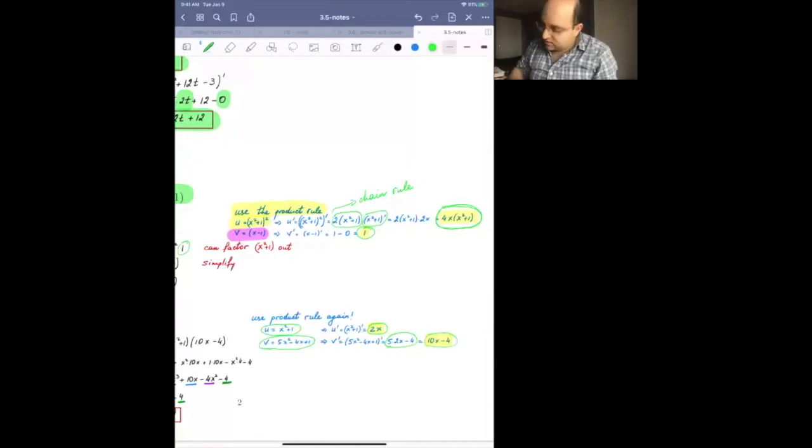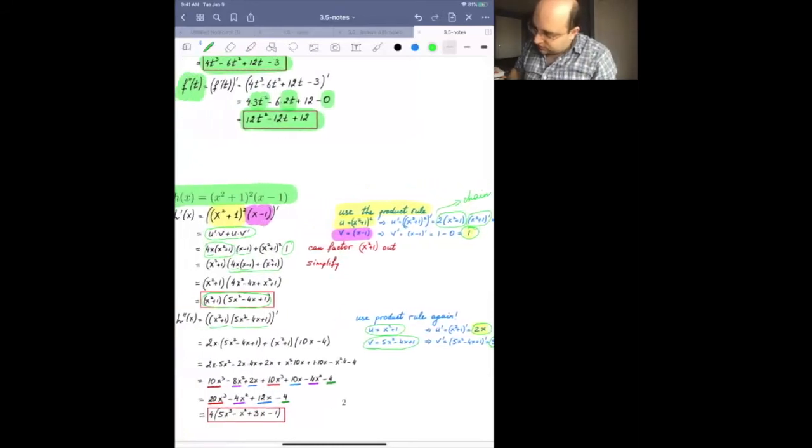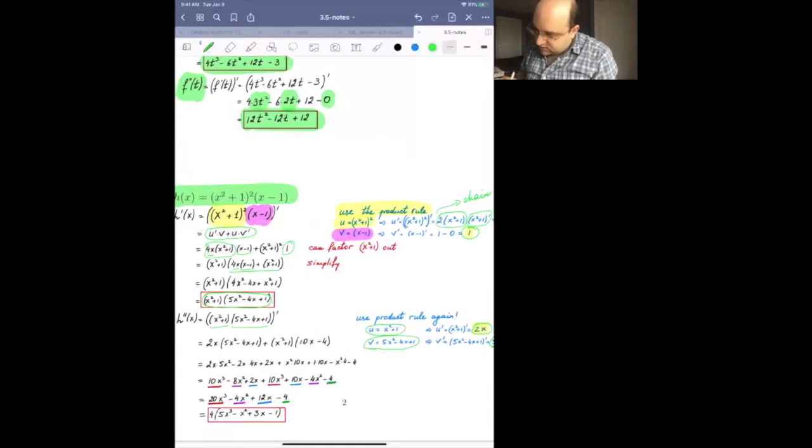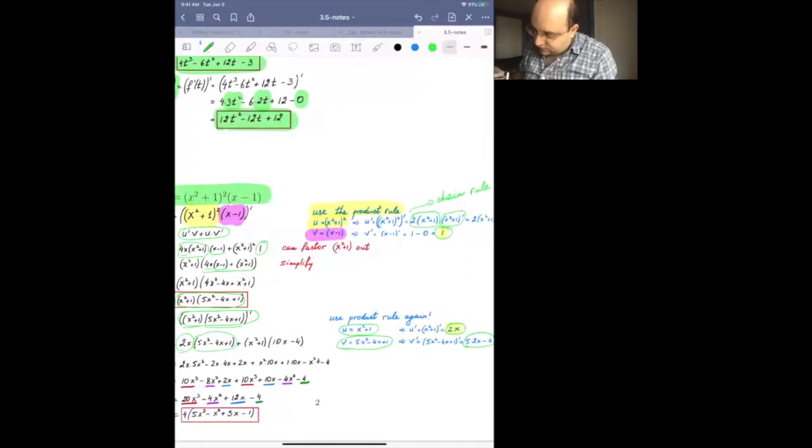Okay, so then I'm going to use these two things with the product rule. So if I calculate now the derivative of this expression here, that's going to be the derivative of u, which is 2x, times v, which is this thing here, plus u, which is x squared plus 1, times the derivative of v, which is 10x minus 4.